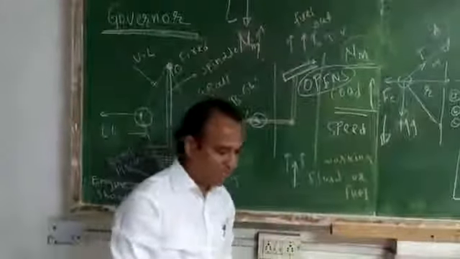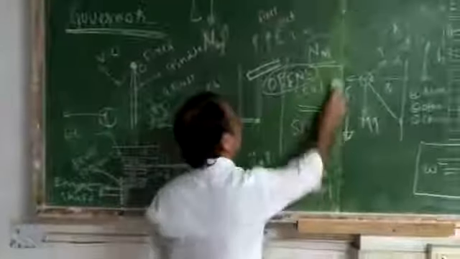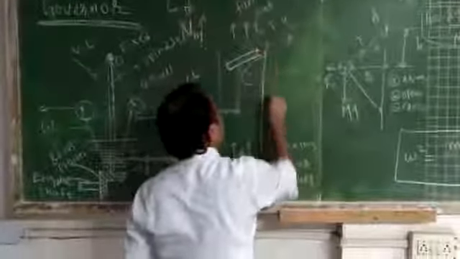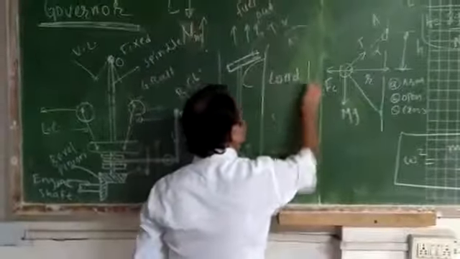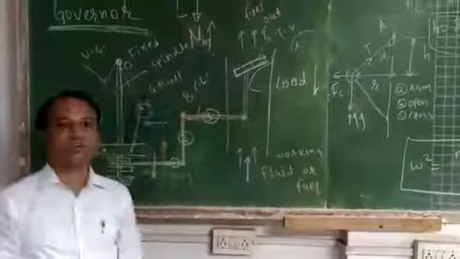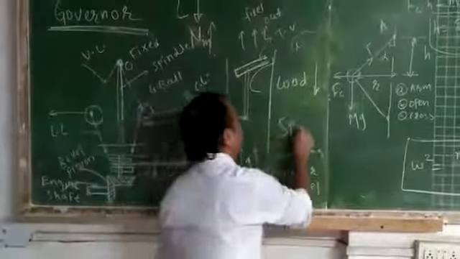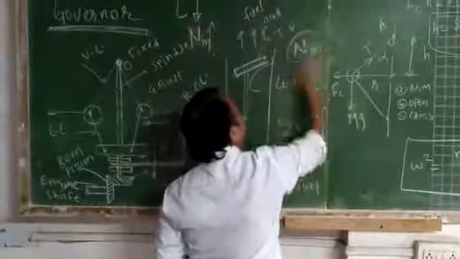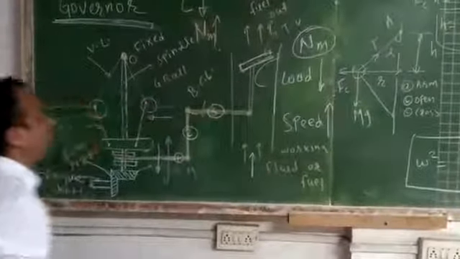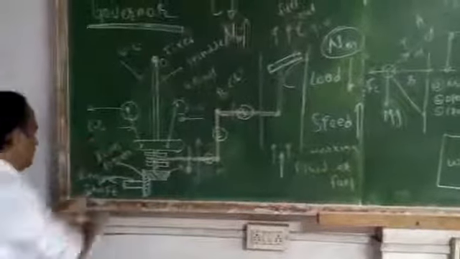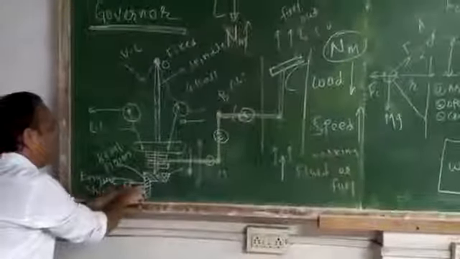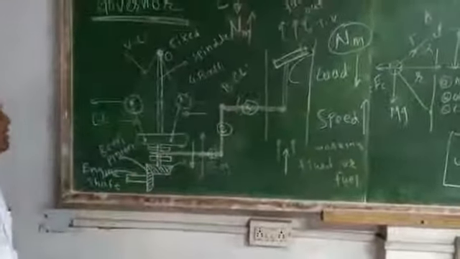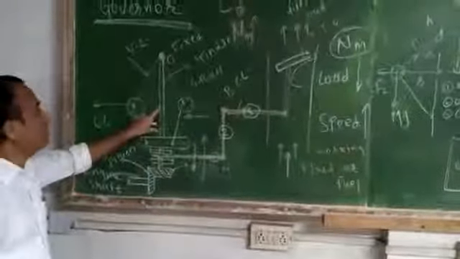Now the vice versa case we will discuss. Suppose the load on the engine is less. When the load on the engine is less, what will happen? Engine speed is more than the mean speed. So in that case, a higher speed will be given to the spindle.